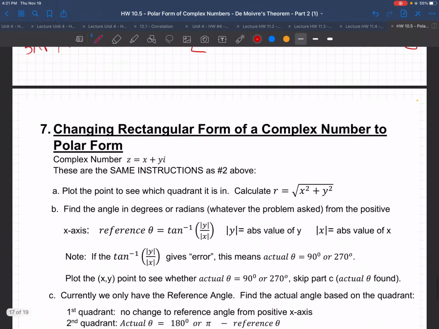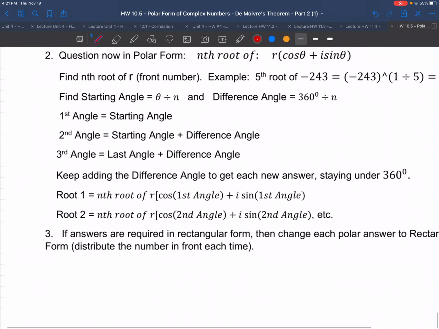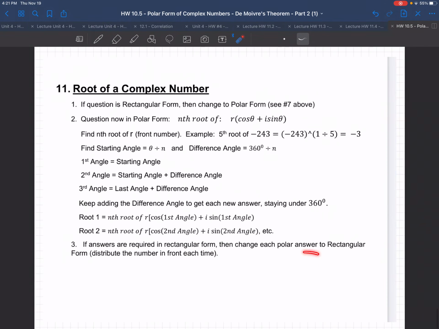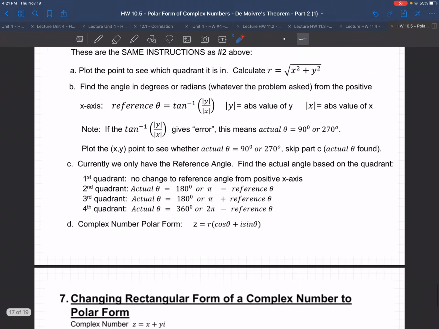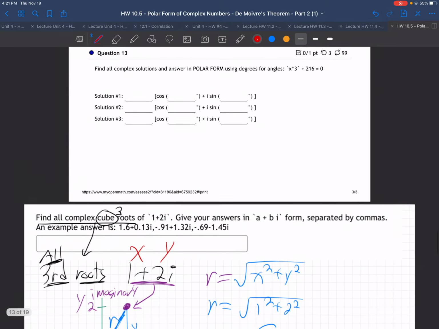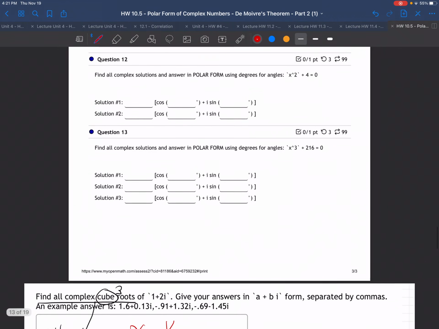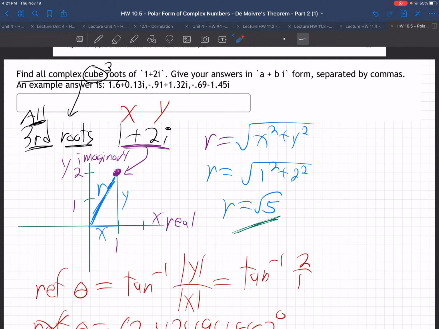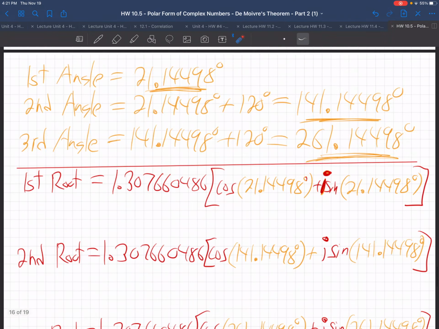Now, last step. So we got our roots. If the answers are required in rectangular form, then change each polar answer to rectangular form, distributing the number in front each time. If they want you to stop here, great, you're done. But on this one, here's the question. They want the answer in rectangular form with numbers and I's. So we've got to keep going.